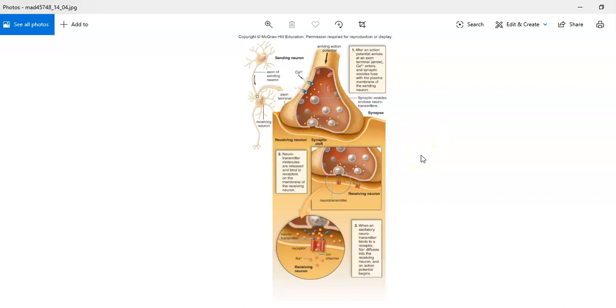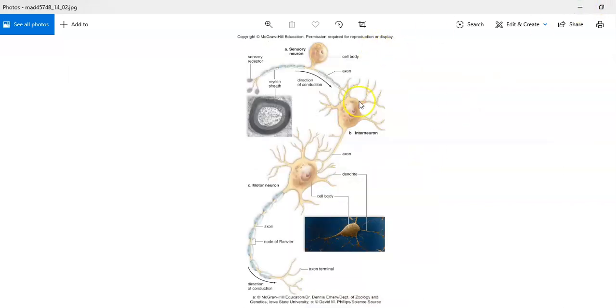Okay, if you're looking at your notes, we've talked about cell bodies, three types mentioned here. We've talked about dendrites. We've talked about axons. And we've talked about the end of the axon, the synaptic knob. In this case, the axon terminal is what it's called in that image there.